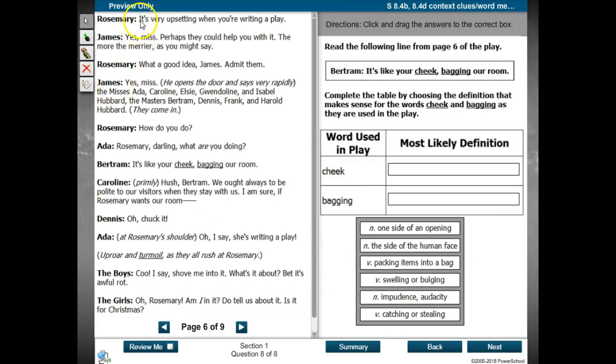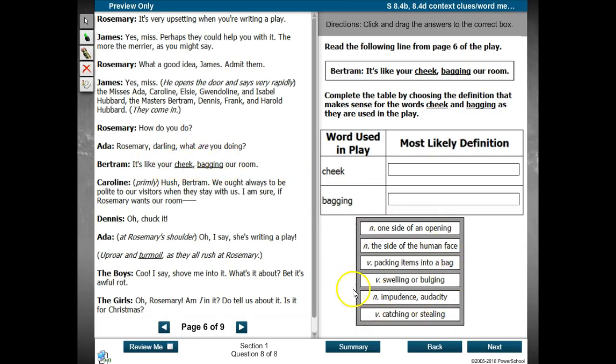So, let's start from this. It's very upsetting when you're writing a play. Yes, miss, perhaps you could help with it. The more the merrier, you might say. What a good idea, James. Admit them. Yes, miss. The Misses Ada, Caroline, Elise, Gwendolyn, Isabel, Hubbard, the Masters, Bartram, Dennis, Frank, Harold, Hubbard, they all come in. How do you do? Rosemary, darling, what are you doing? It's like your cheek bagging our room.